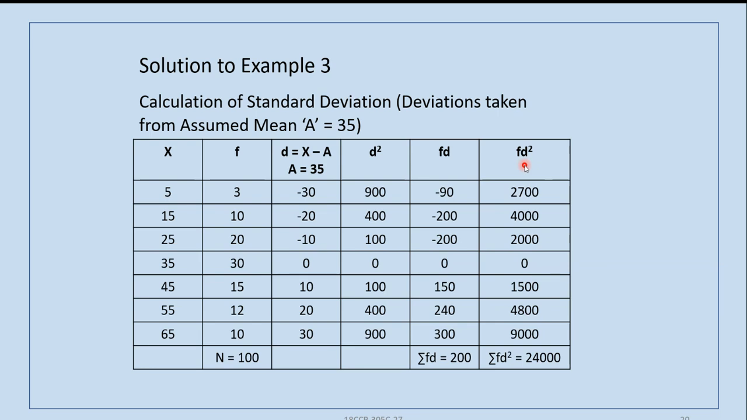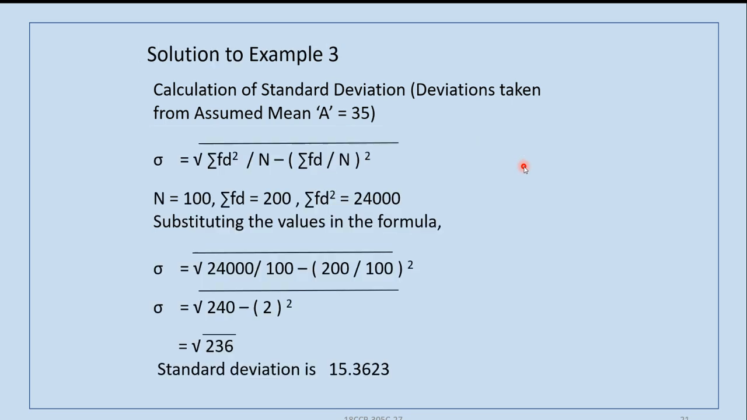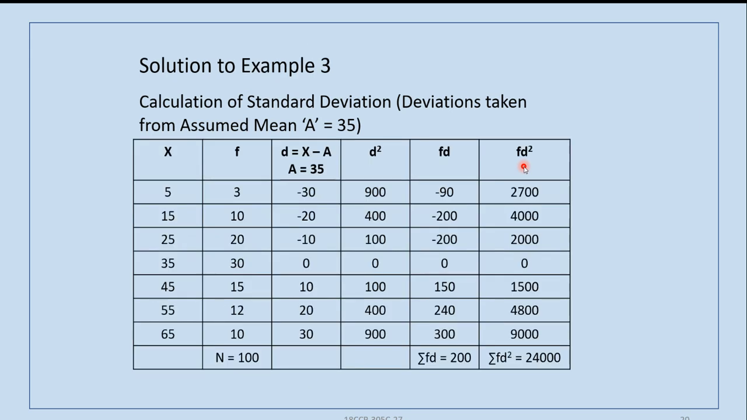That is second column into fourth column. You can write in the brackets here so that you will easily understand. Calculation of standard deviation, deviations taken from the assumed mean, that is A is equal to 35. So we have assumed 35 as the assumed mean here.